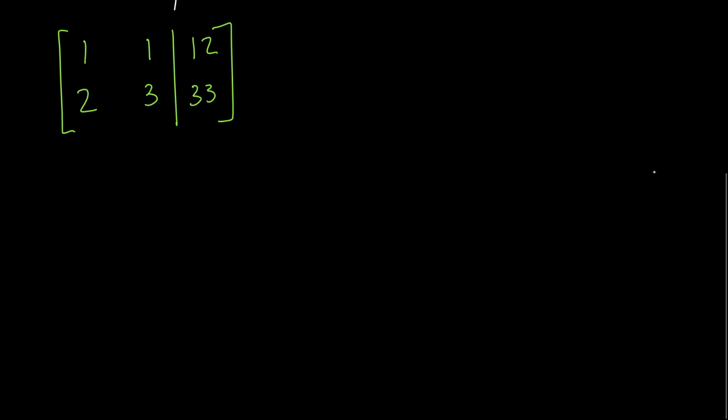What is good about this matrix? It has a 1 in the top left-hand corner. Perfect. So, what is the first thing I need to do then? I need to make that 2 into a 0. How can I do that? Subtract by 2.